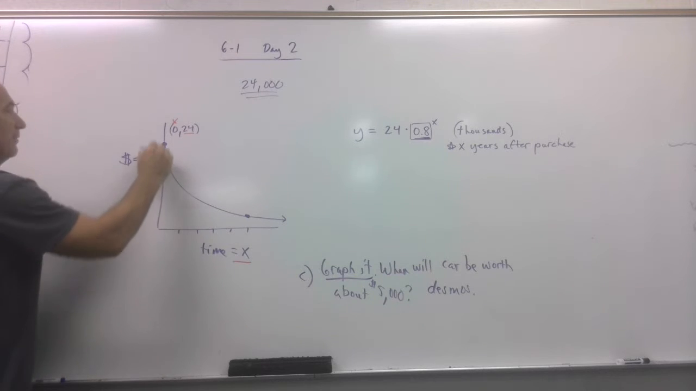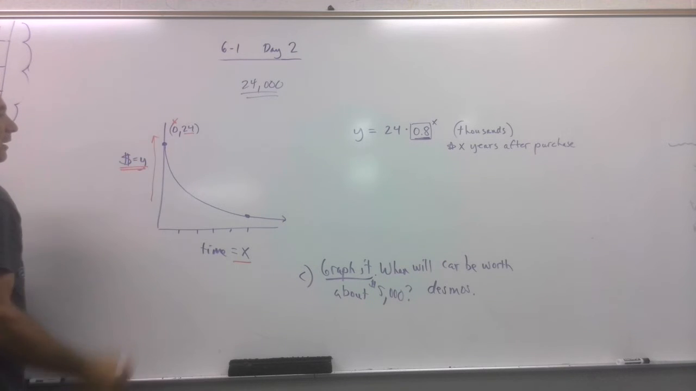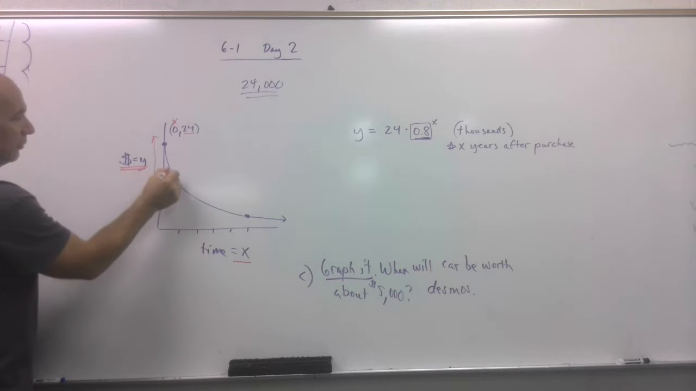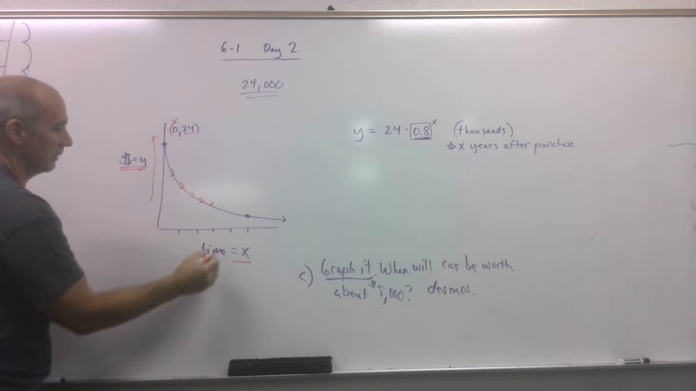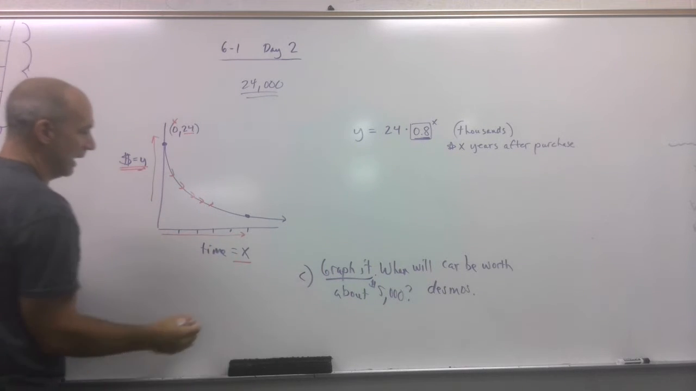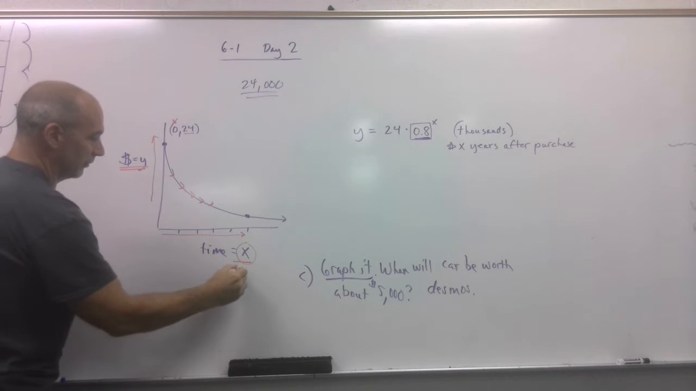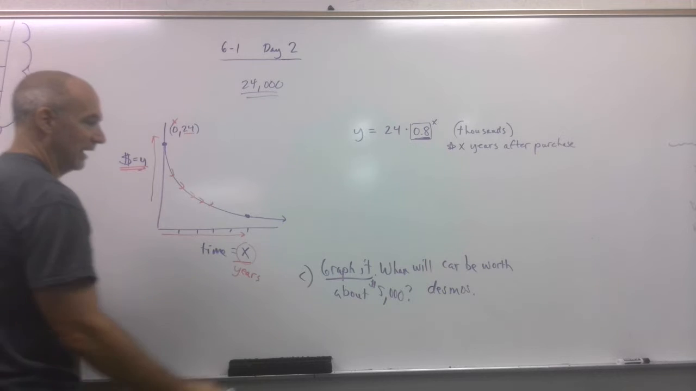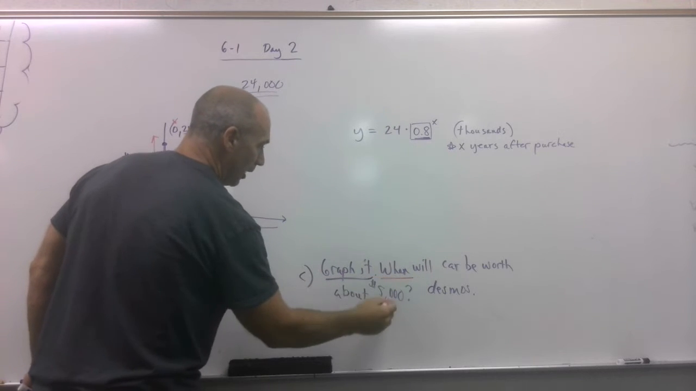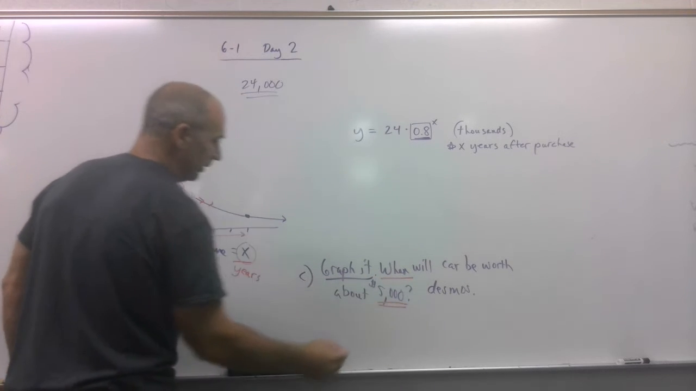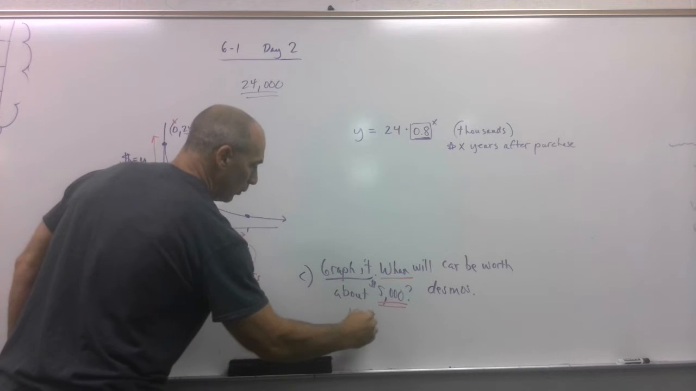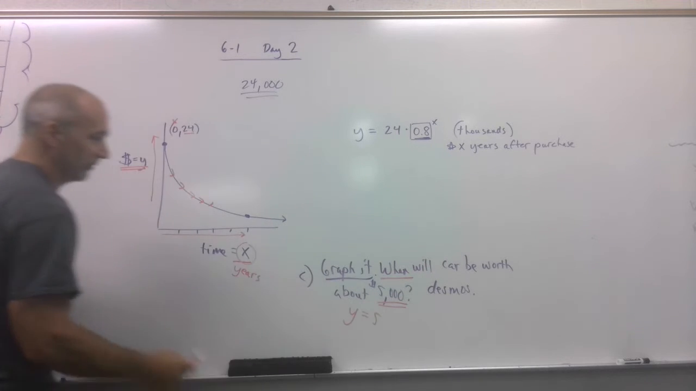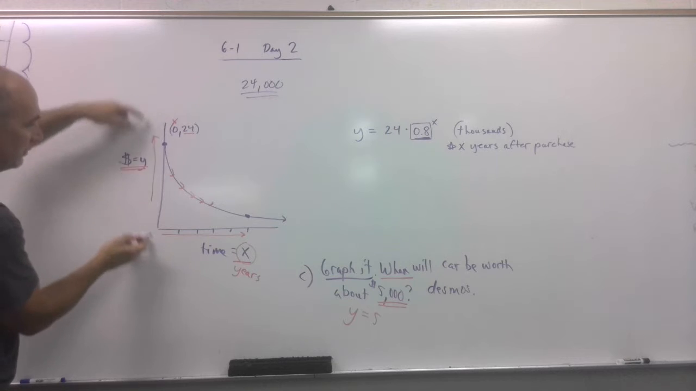Notice my y-axis is the value of the car. And you can see it's going down as time goes by. X is in terms of years. And it says, when will the car be worth about 5,000? So what we're looking for is, where does y equal 5? Because remember, this is in terms of thousands.